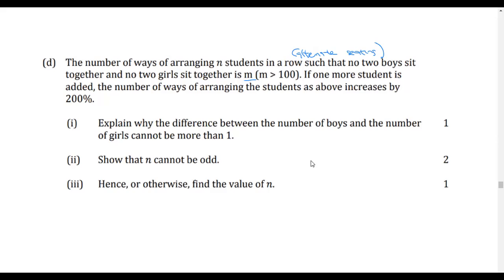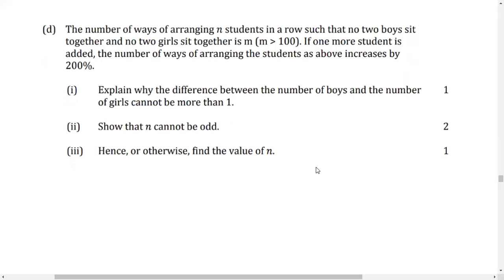If one more student is added, then the total number of arrangements goes up. And importantly for us, it goes up by 200%. We're going to need to use that information later to get what we want. And the question asks us to explain a few things. One, explain why the difference between the number of boys and the number of girls cannot be more than one. Two, show that n cannot be odd. And three, find the value of n. That's our aim. So part one is probably a little bit easier, and we'll talk about that first.